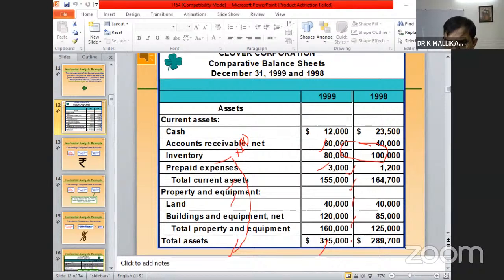1 lakh divided by 3,87,000. 82,000 divided by 3,87,000. 90,000 divided by 3,87,000. 1 lakh divided by here. You can see this accumulated depreciation here.